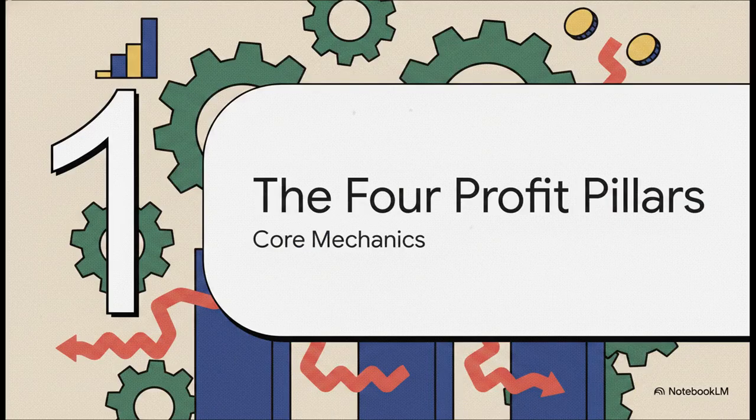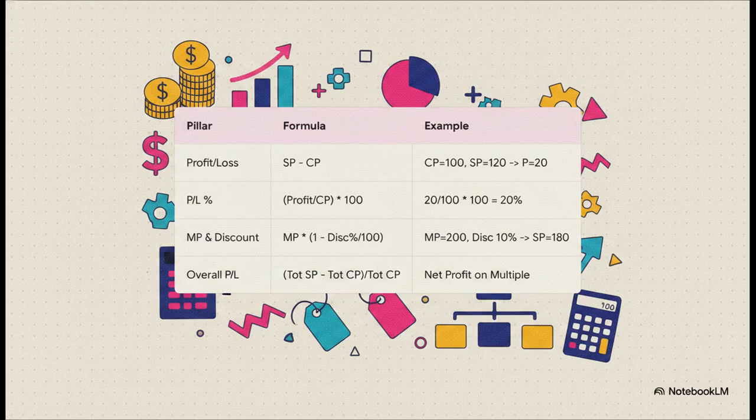All right, part 1, the 4 profit pillars. Look, every complex, mind-bending problem you're going to face on this exam is really just a variation of 4 unbreakable rules. It's like a giant puzzle, right? You've got your basic profit and loss calculation, your profit percentage, the marked price and discount mechanics, and the overall net profit formula. You absolutely cannot break the rules until you know them inside and out.